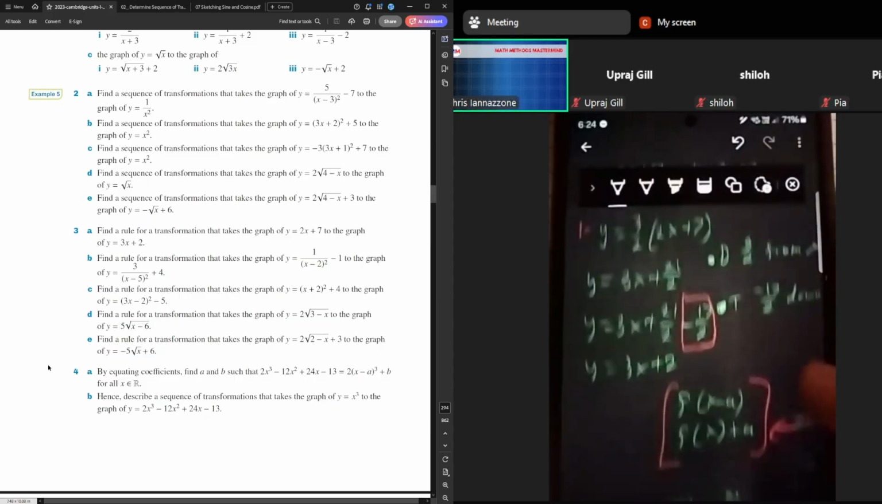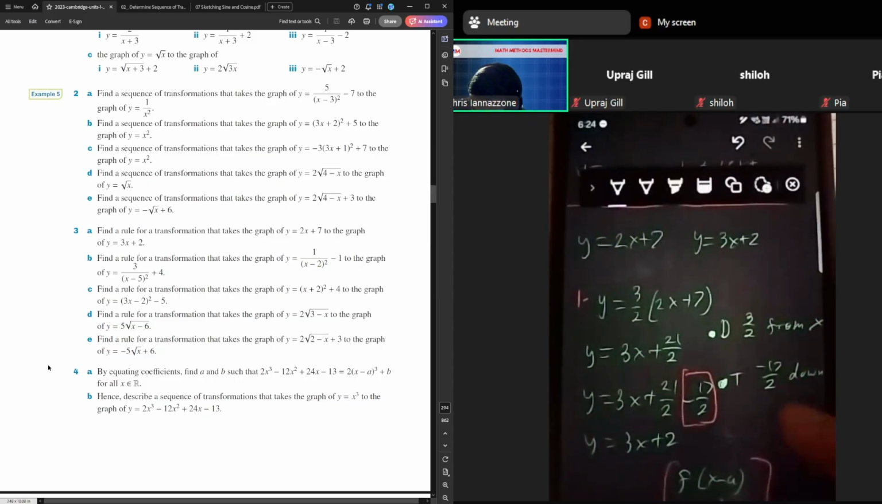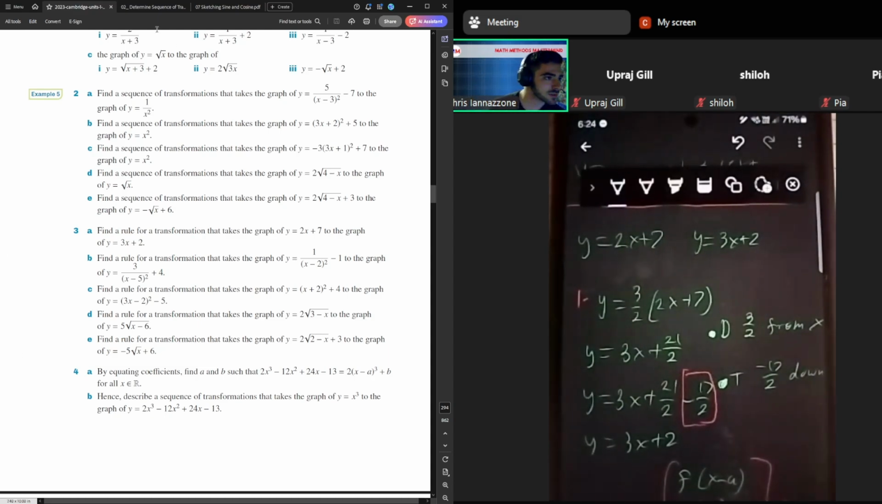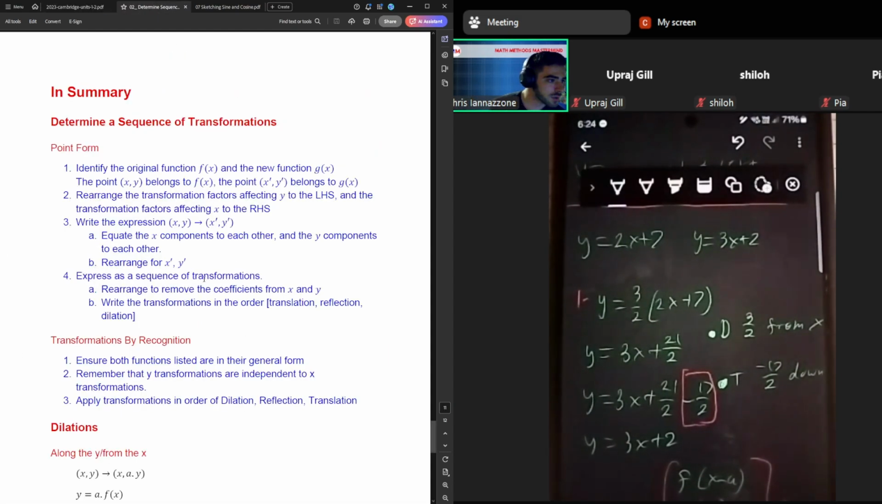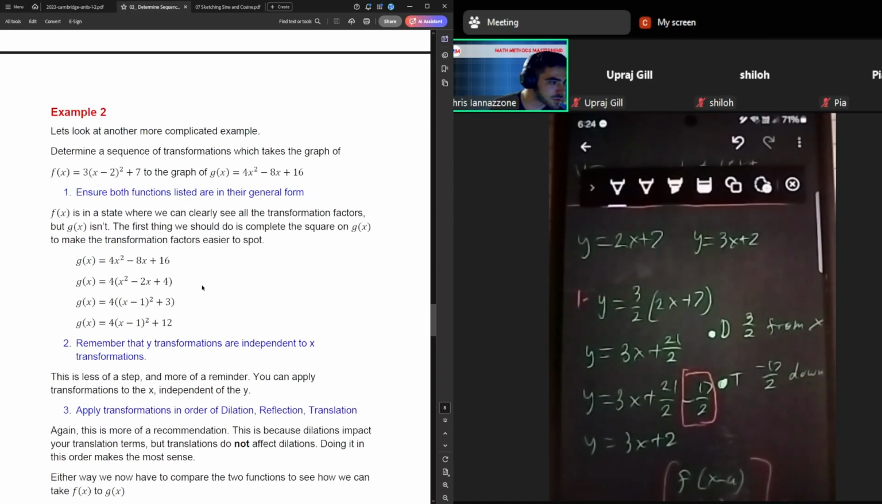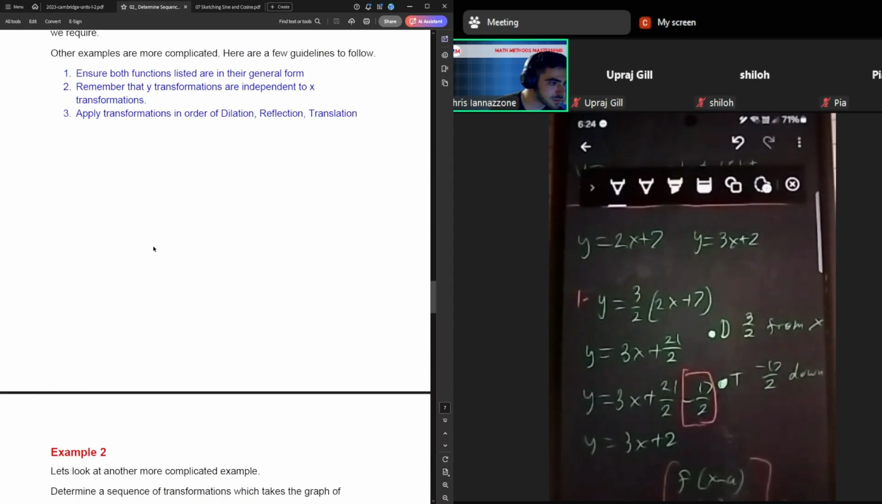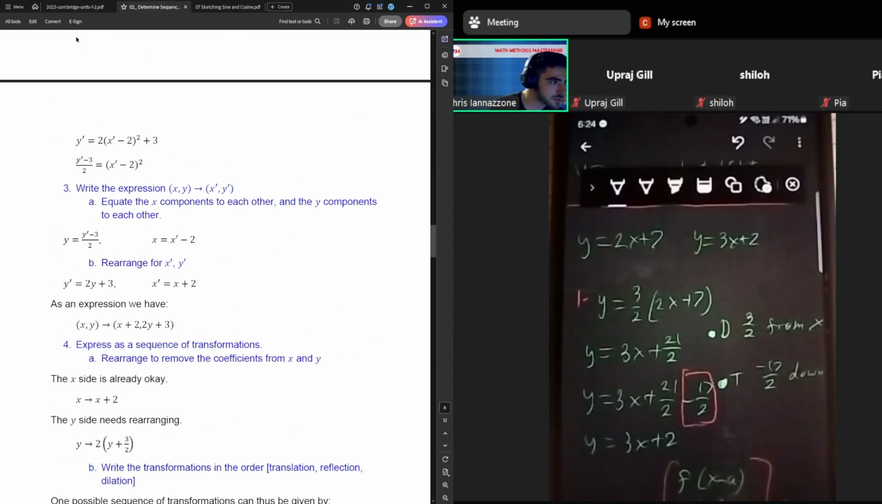So this one focused on doing things by recognition. I have a few examples of that we obviously had a look at the beginning, so feel free to refer to those. Otherwise, if you feel like the point form would be a bit more appropriate to how you do things, I've got 2 additional examples that you could have a look at from there as well.